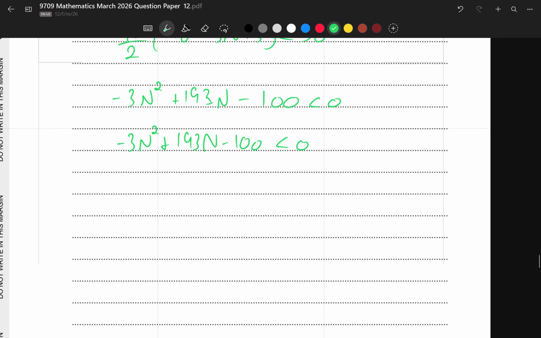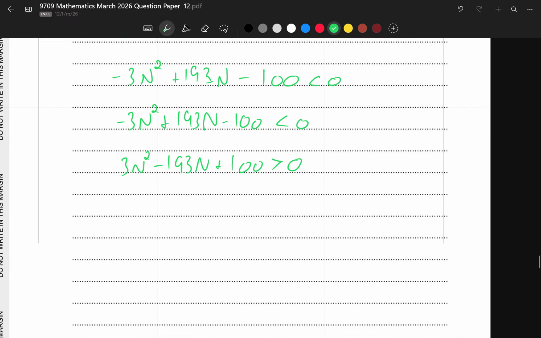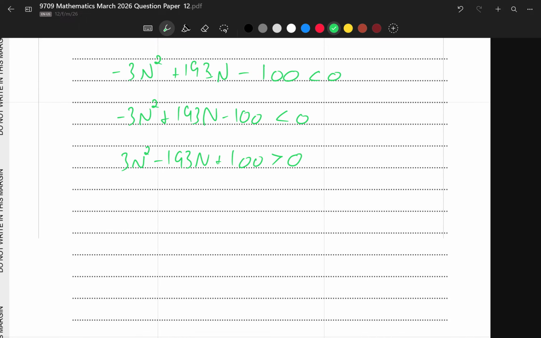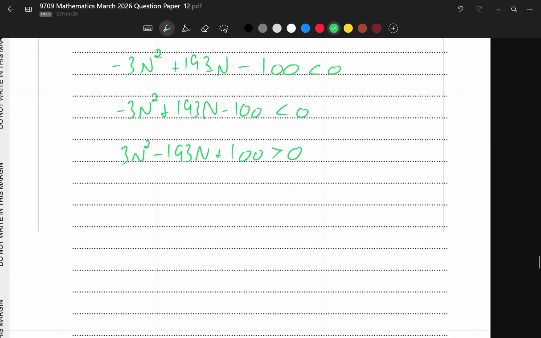Now if we see, the a of this quadratic equation is negative. So we'll just change the sign. So minus 3n square becomes n square minus 193n plus 100. So this is why it became positive, and because we divided by a negative number, the sign of inequality changes. This is the final equation of the quadratic.